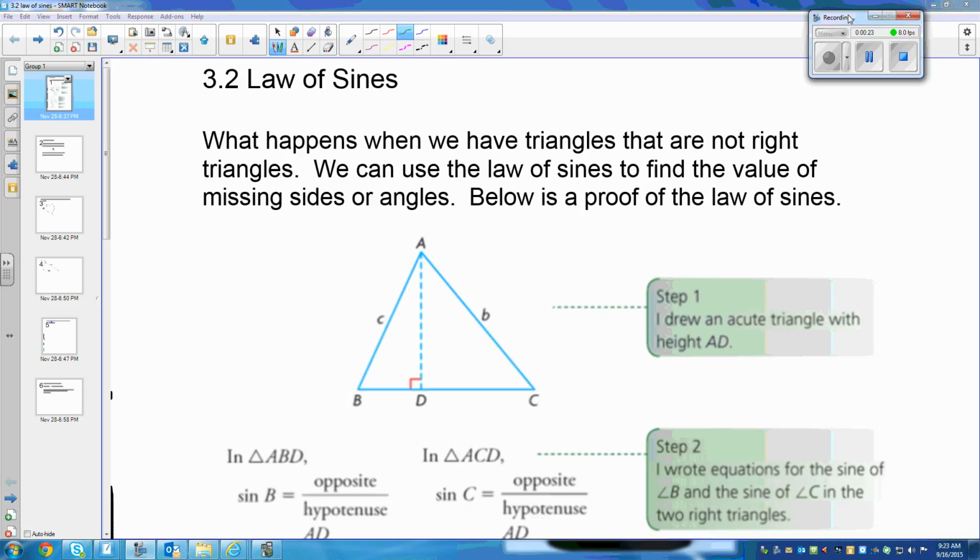Now, you cannot use SOHCAHTOA, sine, cos, and tangent, your old way. You can't use it because there's no right angle in acute triangles. So you can't find the hypotenuse because there's no 90 degrees. So you can't use sine, cos, and tan like you have in the past. So what happened is some amazing mathematicians figured out a way of solving acute triangles using new ways.